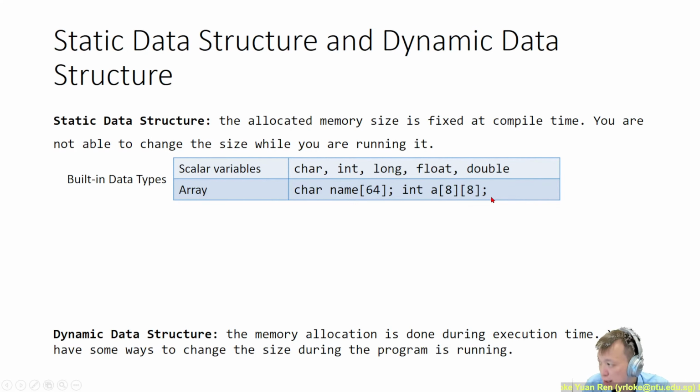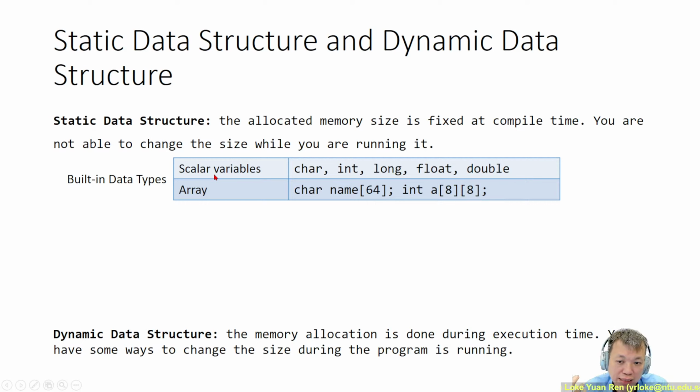So in the so-called static data structure, what does it mean? Static means that at the time you declare that variable, maybe integer, maybe long, maybe float, maybe double, maybe it's 1D array or 2D array, at the compile time, you already allocate fixed memory for it. And that kind of variable is considered as a static data structure.